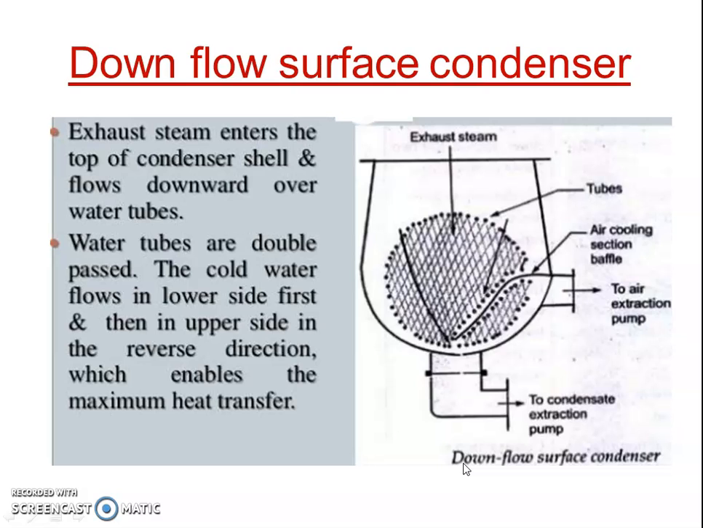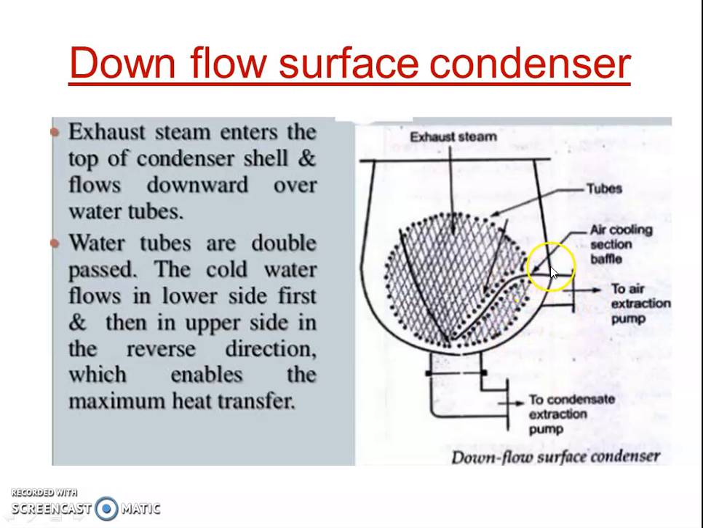Next, the downflow surface condenser. Here I have shown the sectional view of the downflow condenser. In this type of condenser, the steam enters at the top and flows in the downward direction, and the water flows through the tubes.